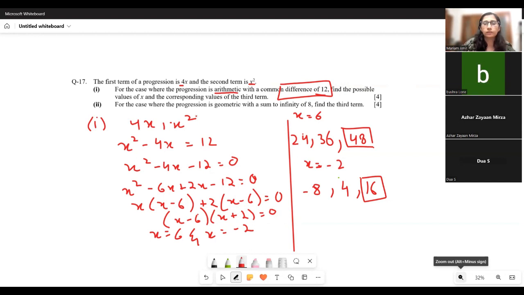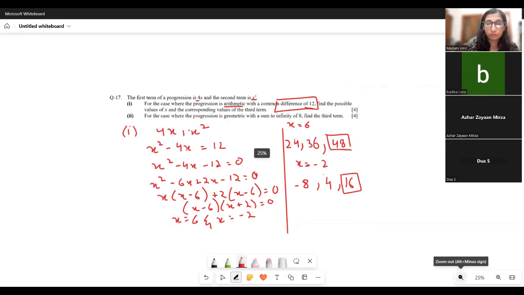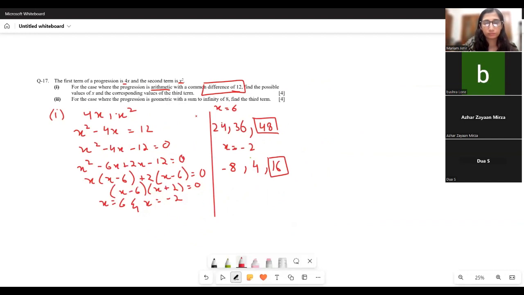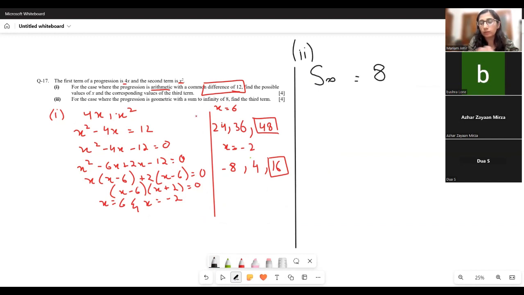I hope you got this. Let's do part 2. For the case where the progression is geometric, find the sum with the sum to infinity of 8. Find the third term. So we're given that sum to infinity is 8. And sum to infinity's formula is a upon 1 minus r equals 8.